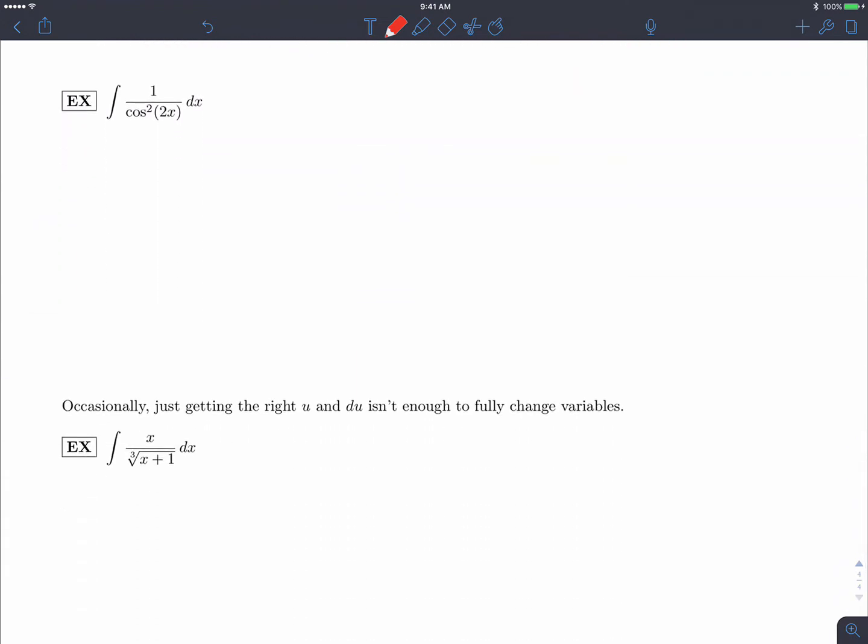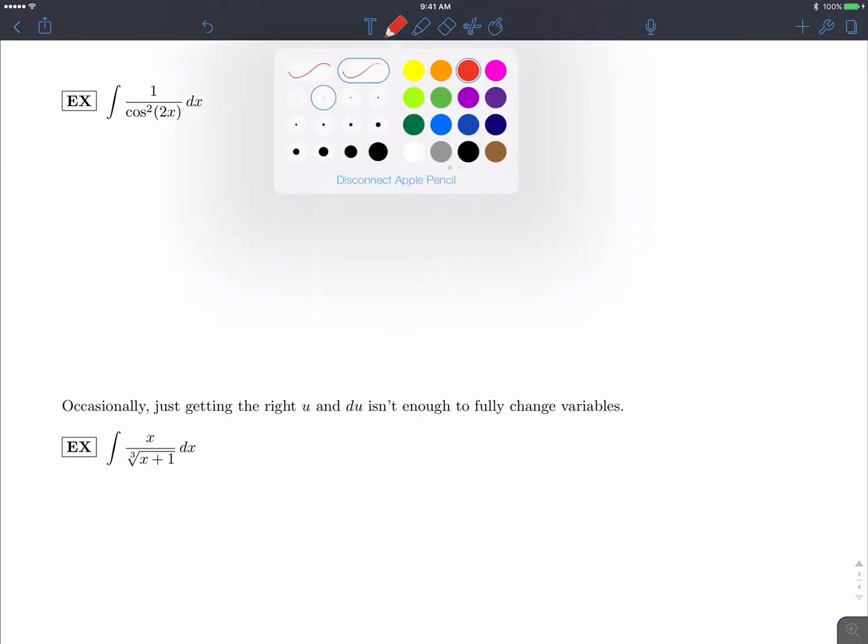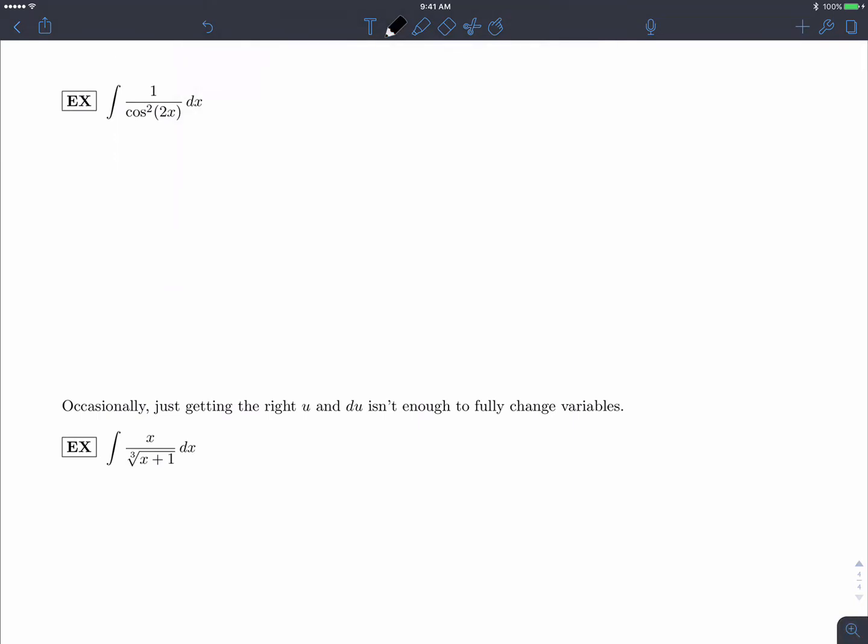So the 1 over cosine might make you start thinking about the secant function like we did. That ends up being the way to solve this one. We say, well, 1 over cosine squared 2x can be written as secant squared 2x dx. Now, integrating the secant squared is something that we can do because we know that the derivative of tangent is secant squared, so the antiderivative of secant squared is going to be tangent.